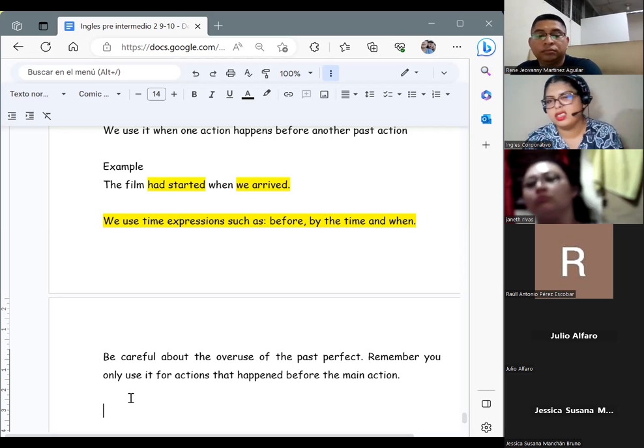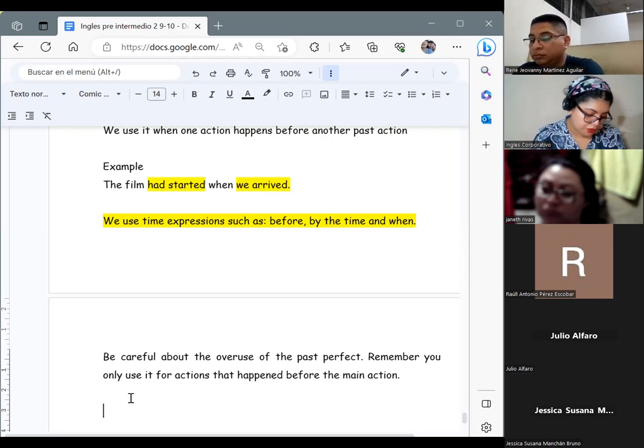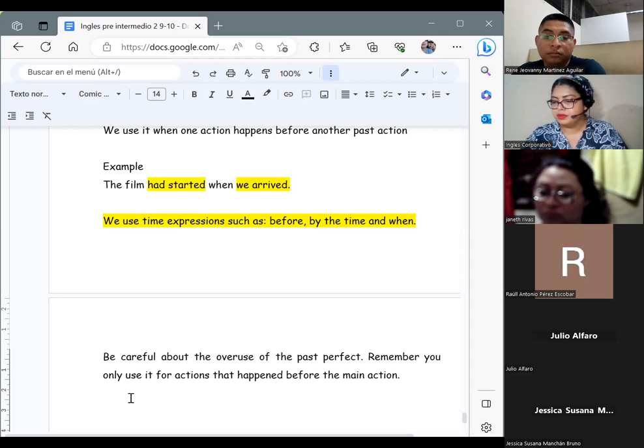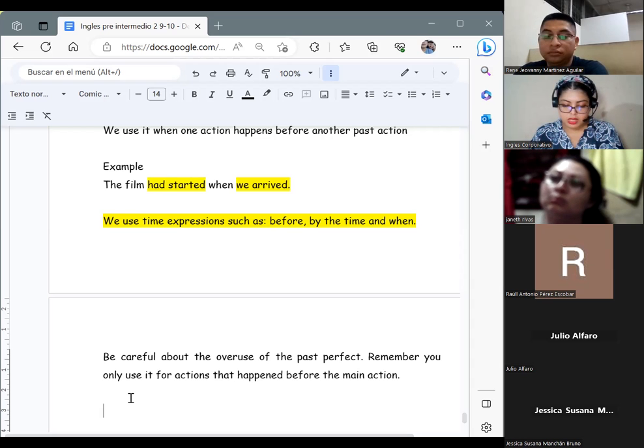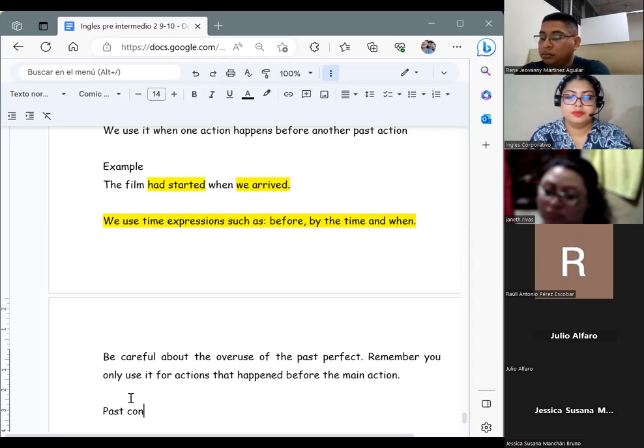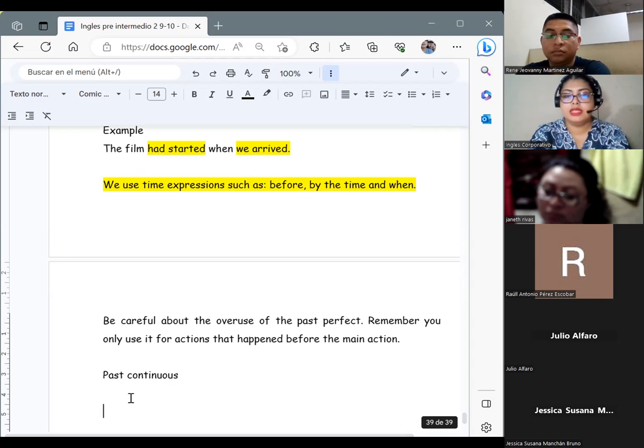Because in this case, the information that we have about the past perfect is kind of short. Now, we are going to talk about the next one. Okay. That is the past perfect continuous. This one is another one that is kind of short. That is the last one. Past perfect continuous. I'm sorry.